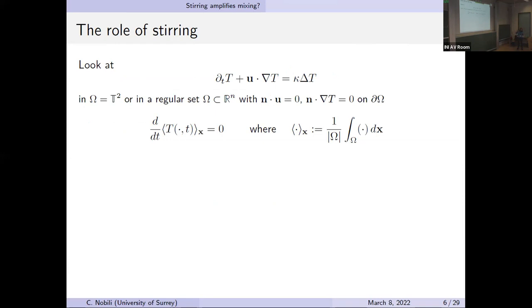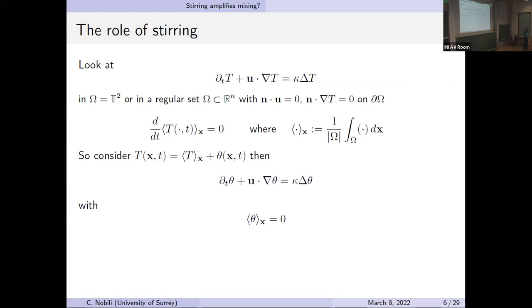And at some point, I'll try to unify also, or to make some observation at the end, compared to other problems and other approaches. So let me take it slowly. So, advection diffusion equation: you can take the two-dimensional torus, or you can take any regular set with no-flux boundary condition. And then you see that, remember u is divergence free, so if you take the volume averages, then d/dt of the volume average of T is equal to 0.